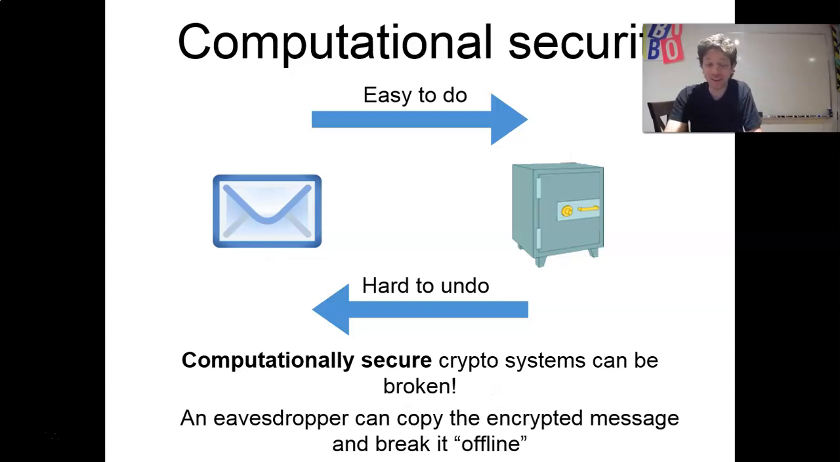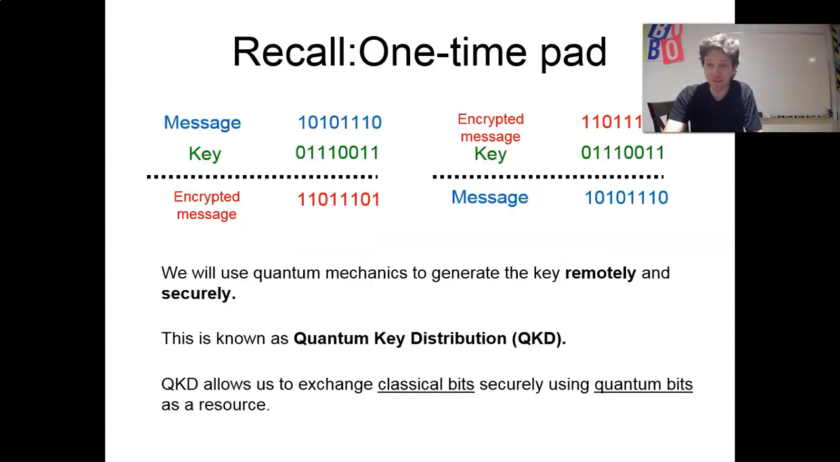It's not perfect though, because you can copy the message and spend time breaking it offline. Right? So again, not perfect, but extremely difficult to crack. So what we're going to do is create a different type of key. It's going to be called a quantum key, or quantum key distribution. And we're going to go over how this works.